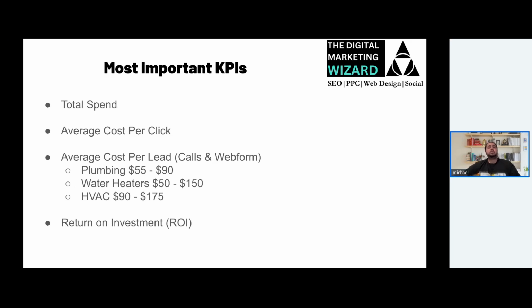So now we're going to look at some of the most important KPIs. One, the total spend, the amount of money that you've spent, every dollar being accounted for. The average cost per click is one that you'll really want to keep in mind, because cost per click means that anytime someone literally physically clicks, either on their phone or on the mouse, you're going to be charged. And then your average cost per lead, which covers calls and web form.